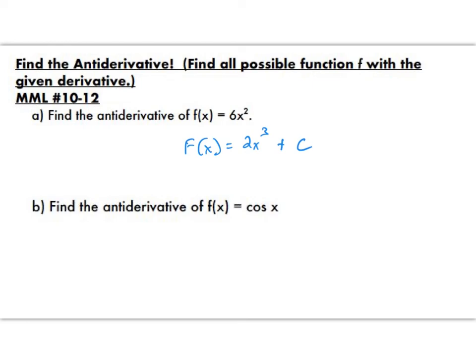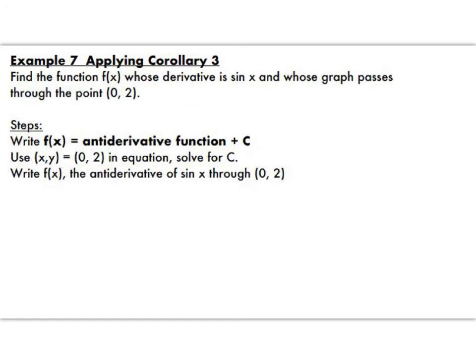Okay. What about all the functions whose derivative is cosine of x? Well, that's going to be pretty easy to do. It's all the functions that have a sine of x plus some unknown constant that will drop out when we differentiate. So now you're getting the idea of finding an antiderivative here: all the functions.